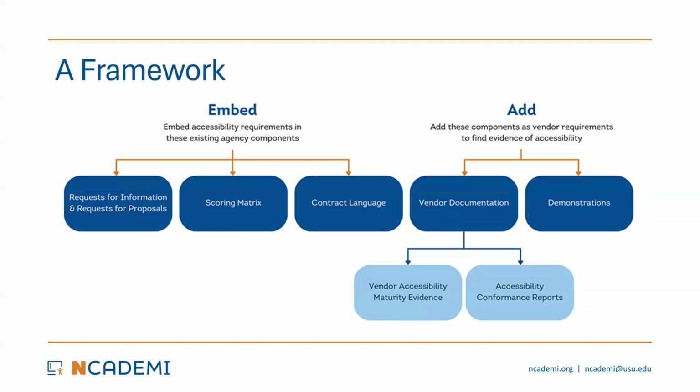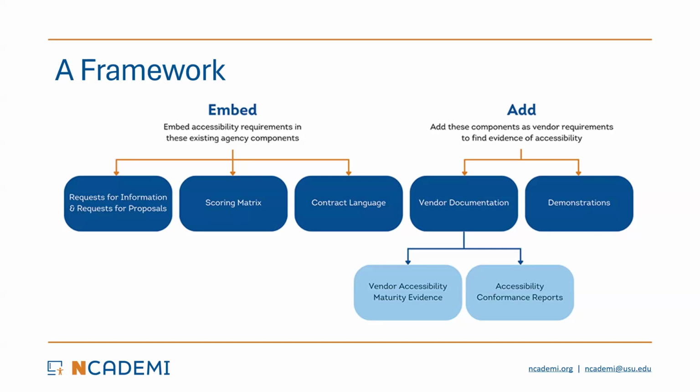So on the embed side, I'm going to talk about making sure accessibility is in things like requests for proposals, in any kind of scoring we do, comparative scoring, and in contract language. On the addition side, thinking about tools and processes, I'm going to talk about some of the vendor documentation that we need to request in the form of a specific product conformance report that gets a little bit more technical, and also asking the vendor for some information about the way they handle accessibility more in general. And I'm also going to talk a bit about having an accessibility focused demonstration.